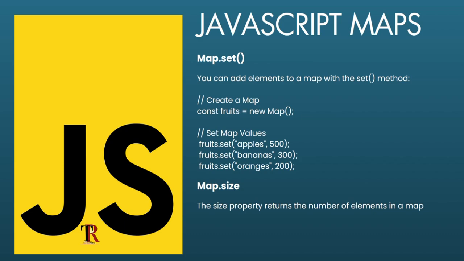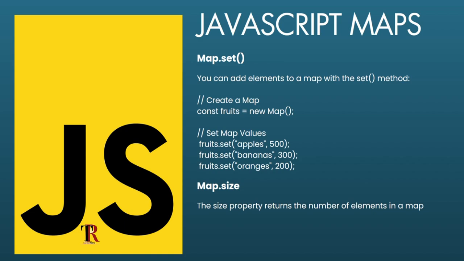Take a look at the example on the screen. You can see a new map constructed with the new map constructor, and then the values are set, which will be pushed to the elements that will be added to that map. And also the map size, on the other hand: the size property returns the number of elements in the map. When you want to know the number of elements in the map, you use the map size to check or confirm the number of elements in a map.